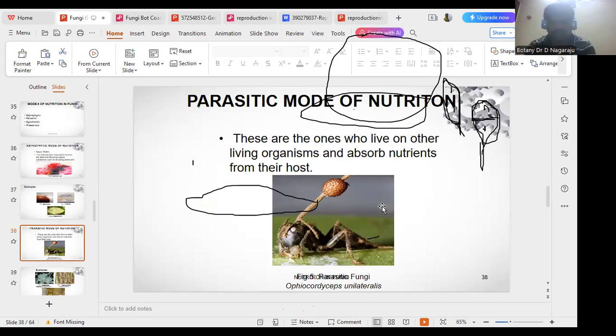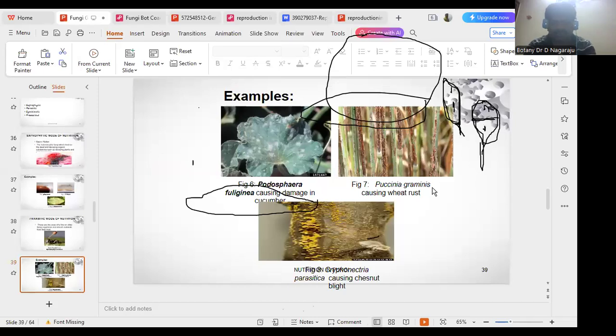Okay, and parasitic fungi, the parasitic mode of nutrition. You know Cordyceps, very highly valuable, costlier than gold. It is parasitic upon insects. That Cordyceps fungus is valued more than gold. It is a parasitic fungus that grows on insects or worms.